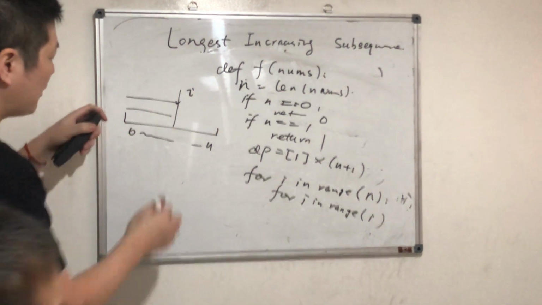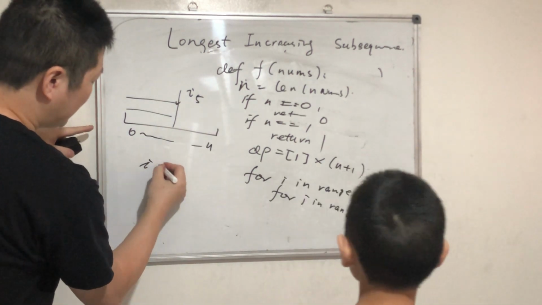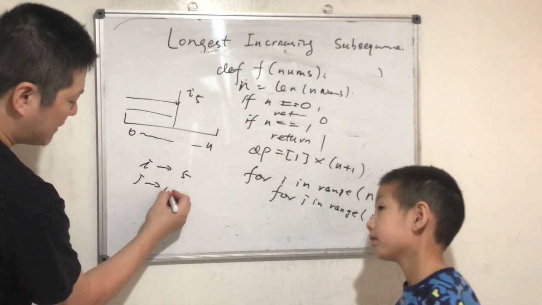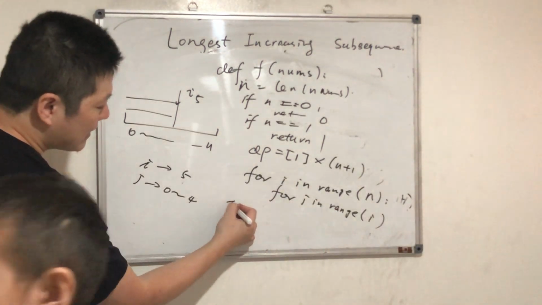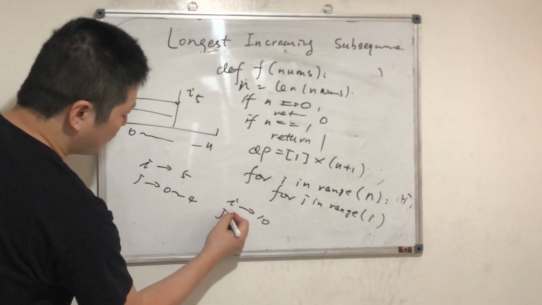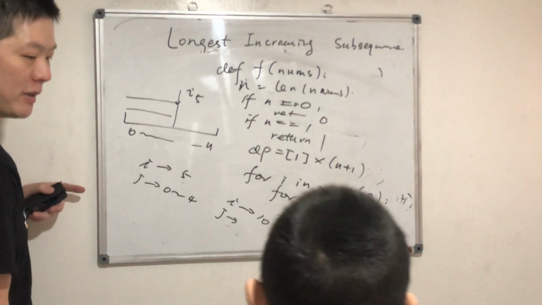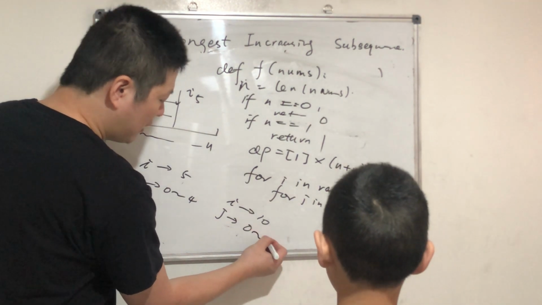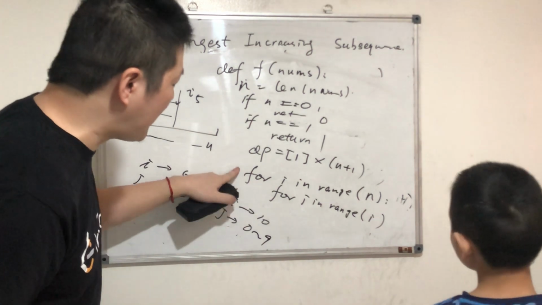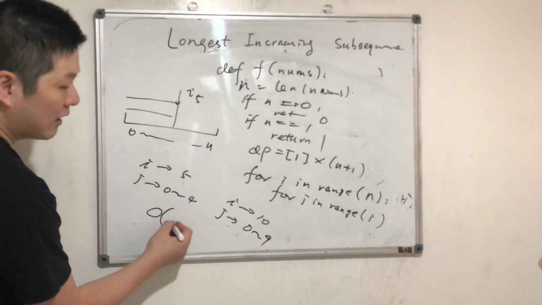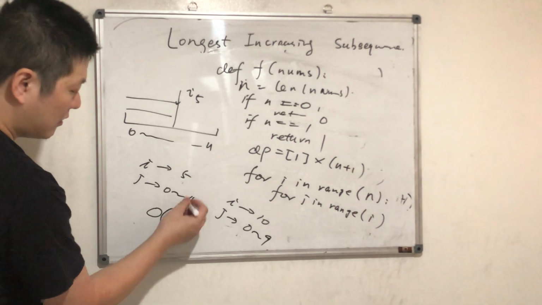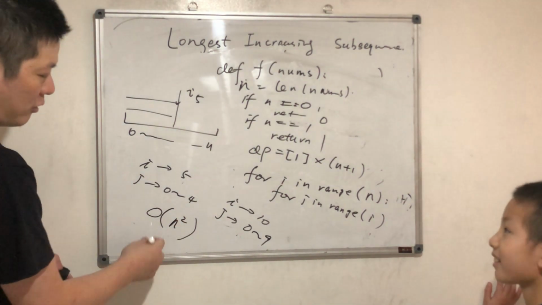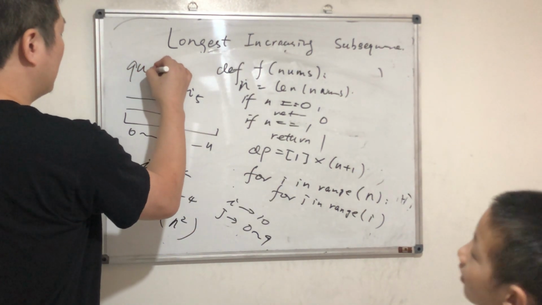Do you get it? Look, when i is 5, j will be 0 to 4. When i is 10, j will be the range of what? It will be 0 to 9. We're done. This gives the complexity of n times n, so n squared, or quadratic.